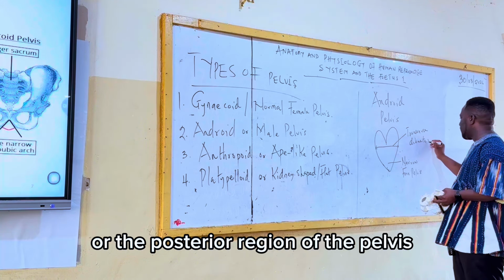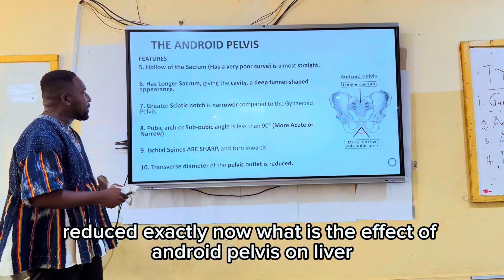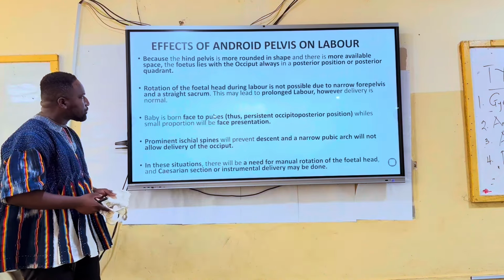The ischial spines separating the greater sciatic notch and the lesser sciatic notch. The ischial spines in android pelvis are very sharp. Or you can say they are more what? Prominent. They are very sharp or they are more prominent. And I've already indicated that because the subpubic angle is very narrow, the transverse diameter of the outlet is going to be what? Reduced. Is that clear?